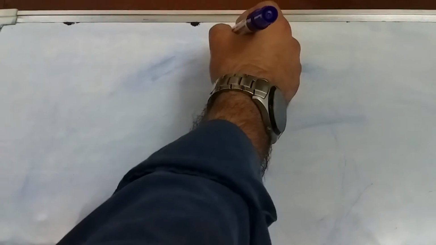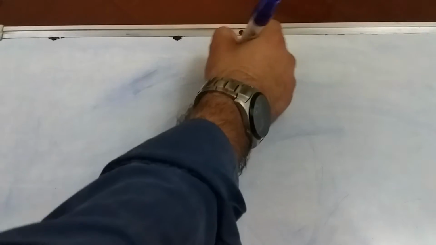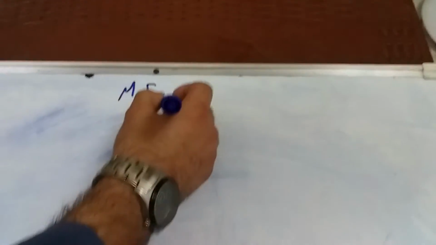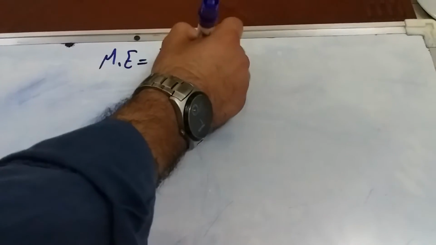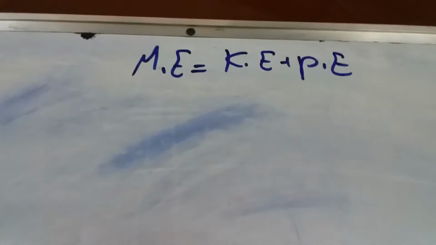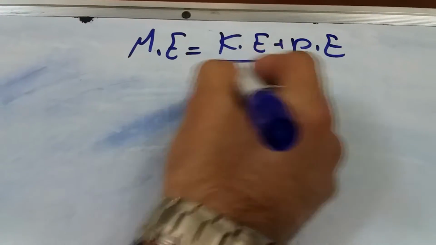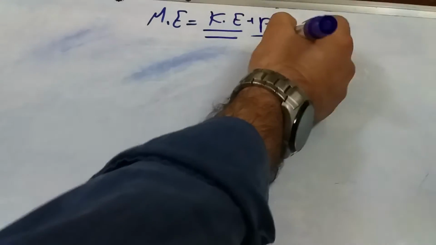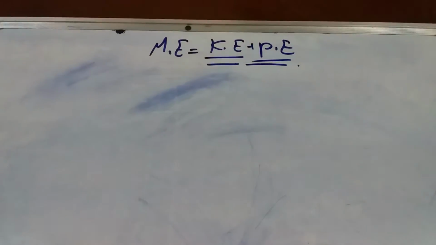This video is a continuation of the previous lecture. In the previous video, we were talking about mechanical energy of a macroscopic object, which is equal to KE plus PE. In the previous video, we discussed the kinetic energy. Now our concern is the potential energy.